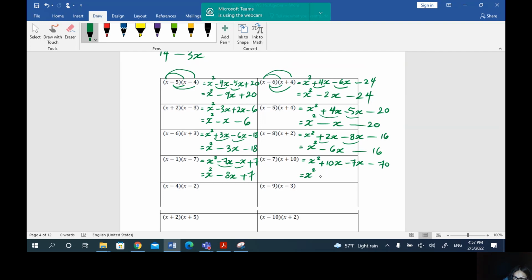Plus 10 minus 7 is plus 3x. Minus 70 will come down as is, as there is no like term to it.